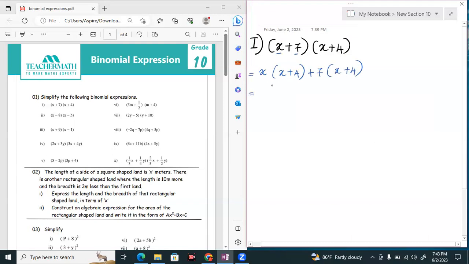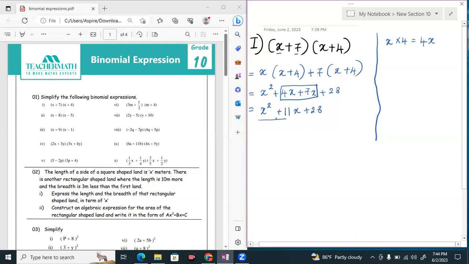x into x, it is x squared. x into 4: when we multiply an algebraic term by a number, we give the priority to the number, so we write the number first. Then it is 4x. 7 into x, it is 7x. 7 into 4, it is 28. Then x squared, and 4x and 7x are added. What is the answer? It is x squared plus 11x plus 28. Is there anyone who has got that answer?